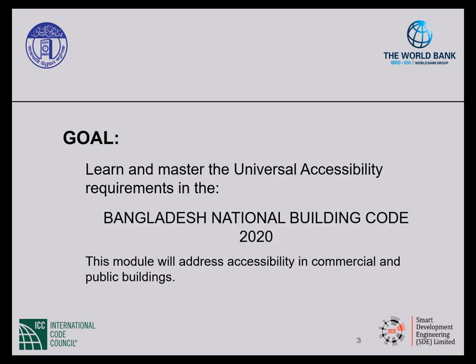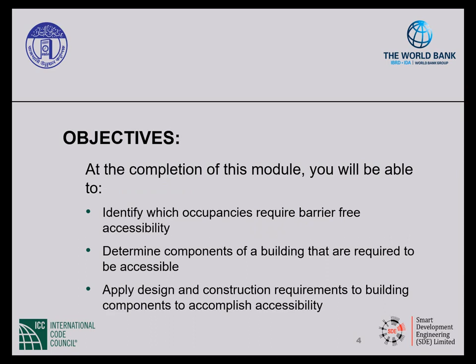Today, we will learn and master the universal accessibility requirements in the Bangladesh National Building Code 2020 edition. This module will address accessibility in commercial and public buildings. At the completion of this module, you will be able to identify which occupancies require barrier-free accessibility, determine components of a building that are required to be accessible, and apply design and construction requirements to building components to accomplish accessibility.